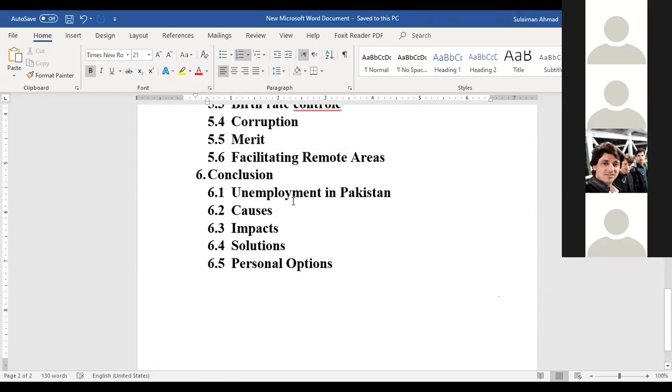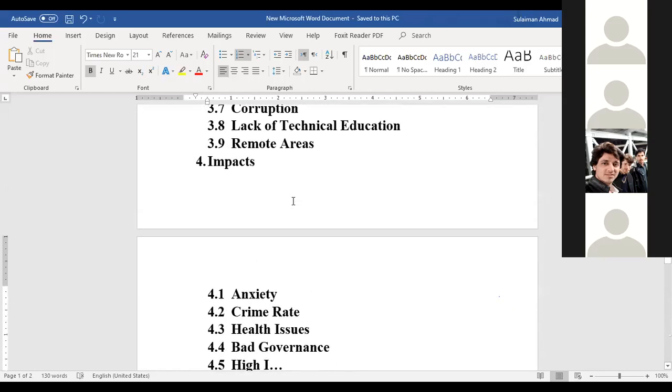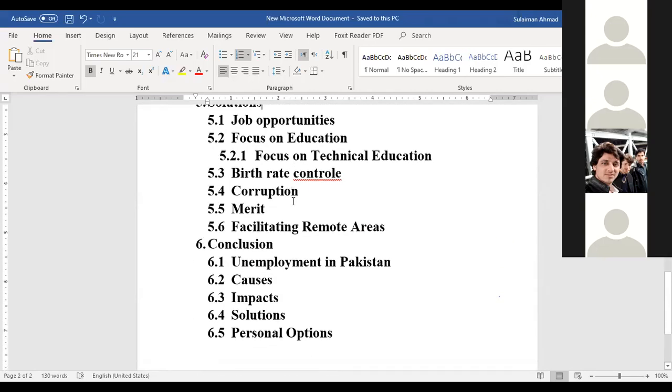Sir, how many body paragraphs should there be? It is better if there are 5 paragraphs in the main body.